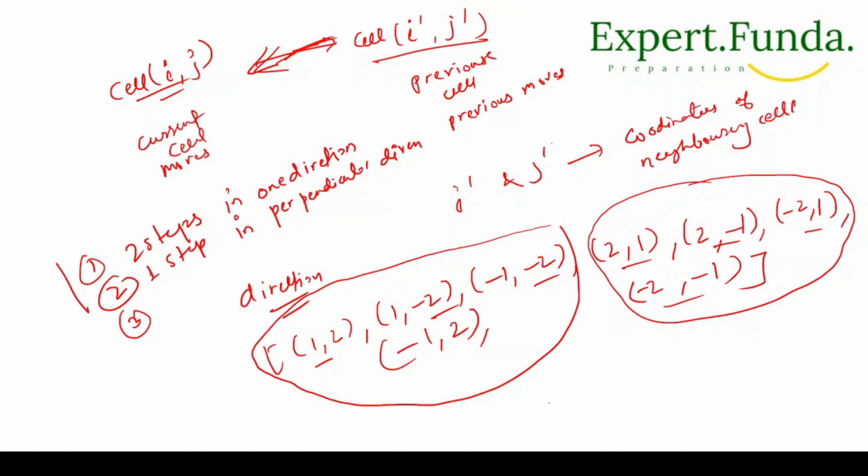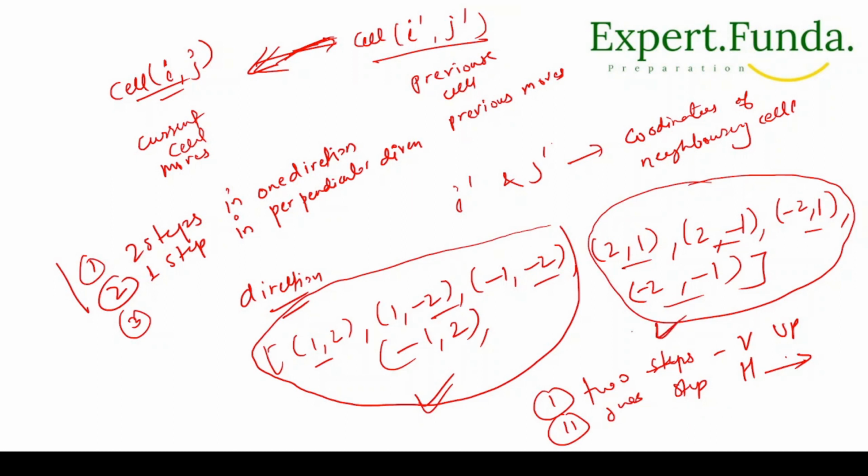Let's suppose we are taking 2 steps vertically up, and the other is 1 step horizontally, in the right direction. That's why we are taking it like this. Okay, and this one, I think you got it, right?